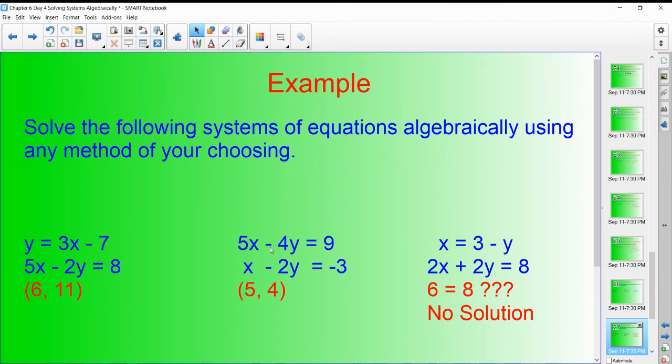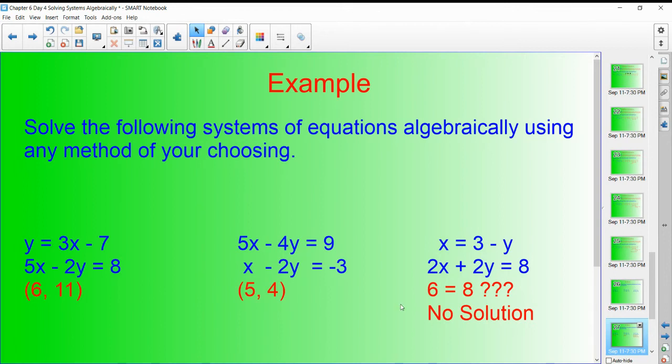Now the second one, I see they're lined up, so I would do an elimination. I multiplied the bottom equation by 5, but some people like to multiply the bottom equation by 2 or negative 2. Okay, if you like to get positive 4y and add down, you can multiply the bottom equation by negative 2. It's all up to you. There's many different ways to do it. You need to figure out which one you're comfortable with. And once again, you get a solution, 5 comma 4.